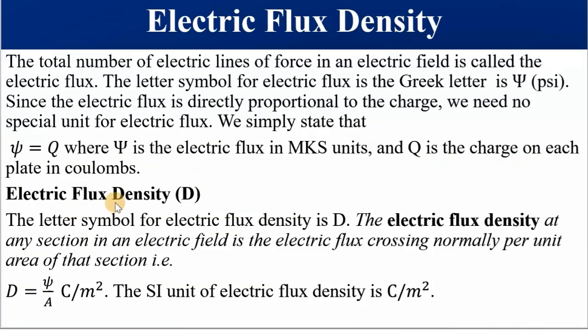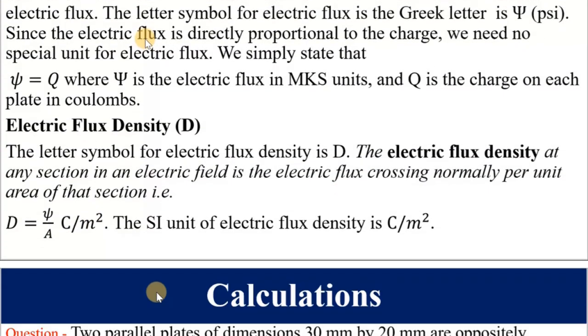We are now looking at flux per unit area. This is what we call electric flux density, and its symbol is D. The symbol for electric flux density is D, and it is the electric flux crossing normally per unit area of that section. That is to say, electric flux density is equal to electric flux divided by the area, and the unit is coulomb per square meter. So this is electric flux per unit area.